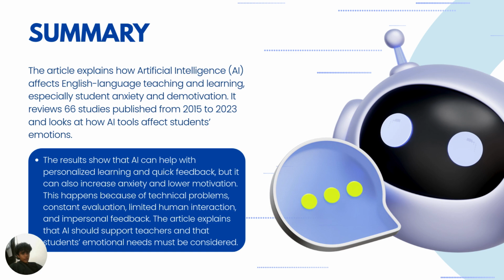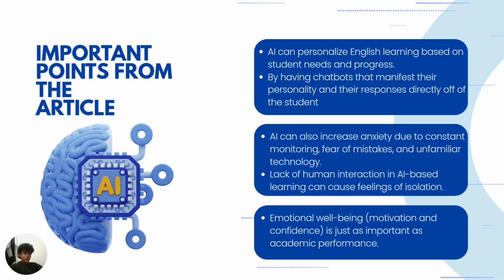The results show that AI can help with personalized learning and quick feedback, but it can also increase anxiety and lower motivation. This happens because of technical problems, constant evaluation, limited human interaction, and impersonal feedback. The article explains that AI should support teachers and that students' emotional needs must be considered. So, important points from the article.